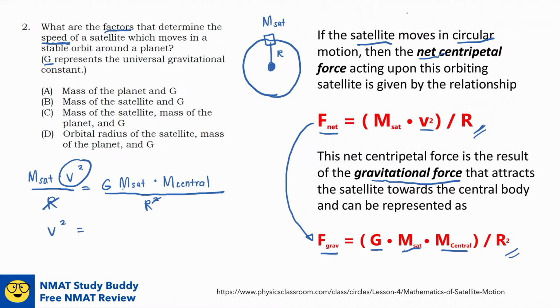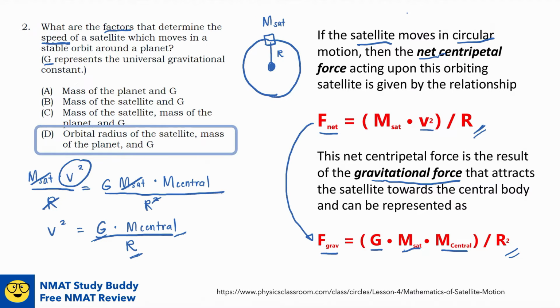And then, yung mass ng satellite is makakancel na rin since nandun siya both sides. So, ang matitira na lang sa atin is yung gravitational constant times yung mass ng central planet or yung nasa gitna, all over R, or yung radius. So, yung sagot natin dito is yung gravitational constant, yung mass ng planet, yung nasa gitna, and then yung radius, which is letter D. Orbital radius of the satellite, mass of the planet, and G.